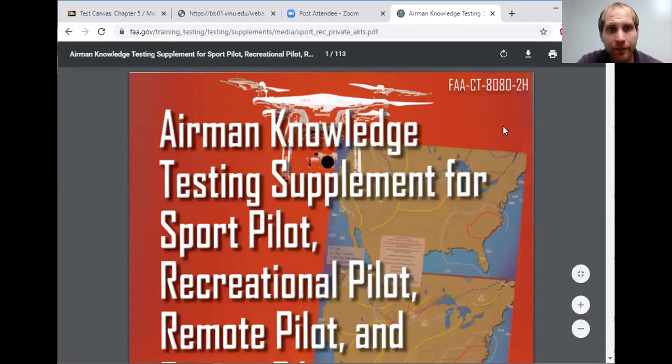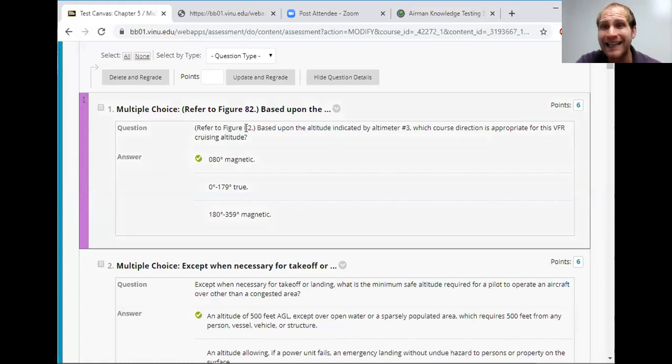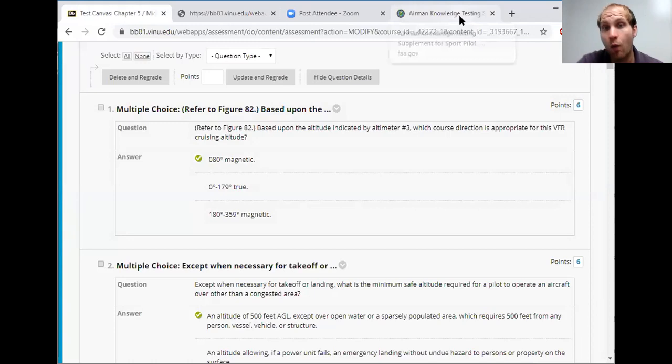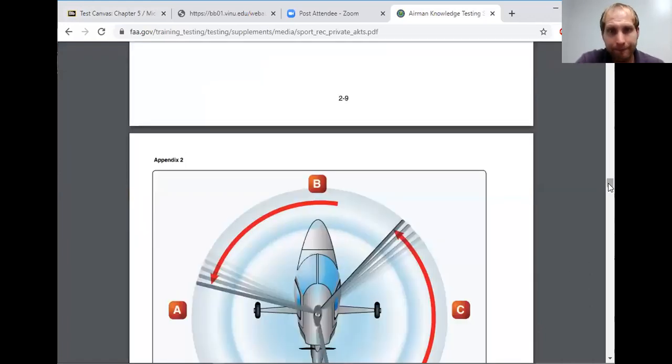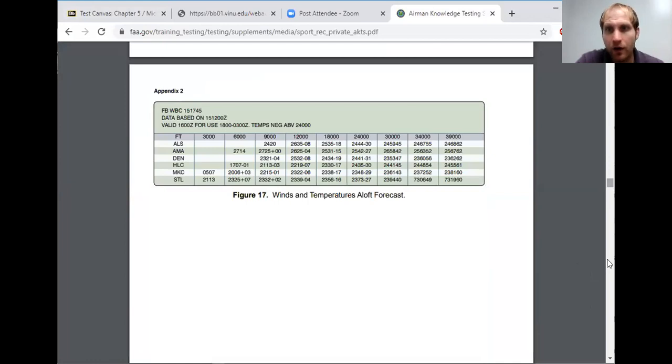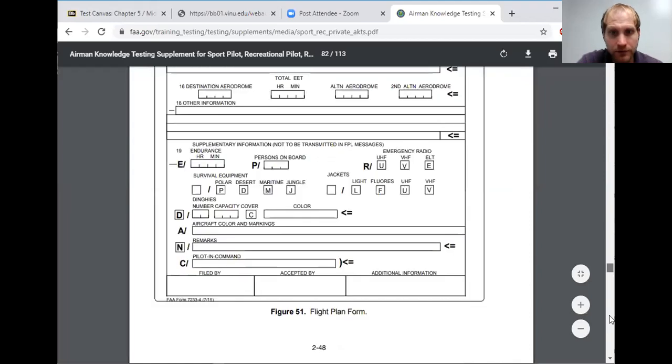It looks like our testing supplement's starting to load up. So hopefully we can analyze how to apply some of those rules a little more clearly. It says we need to analyze figure 82, altimeter number 3. And then we need to figure out what course direction is appropriate for this VFR cruising altitude. So let's see if we can find figure 83. Figure 17, wow, we got to go way farther. Figure 51.